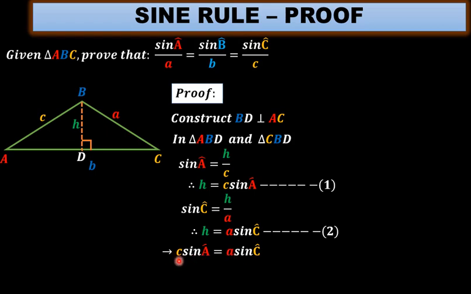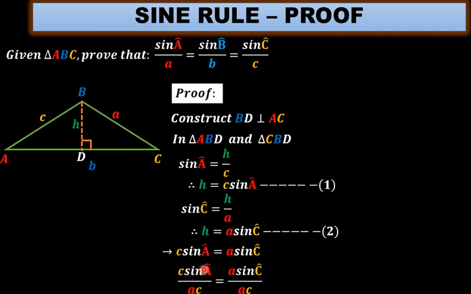Therefore, we can't divide by c only. If we divide by c only, then a will remain on the right-hand side. If we divide by a only, then c will remain on the left-hand side. So we must divide by the product of the two sides. We are going to divide through by ac, so that in the numerator we remain with trigonometric functions only. You get my point?